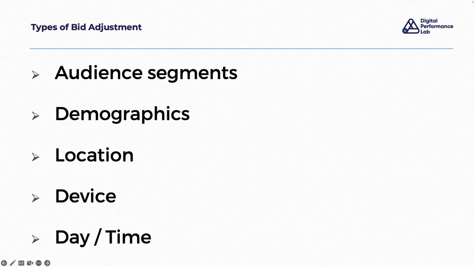For example, if users are more likely to convert whilst on a desktop device, you might want to increase your bid on that specific device type. Day and time then allows you to add bid adjustments on certain days or times, depending on when your target audience are most likely to convert.